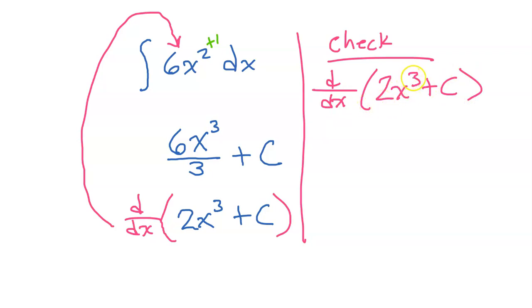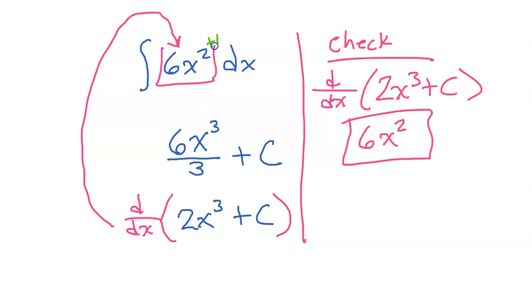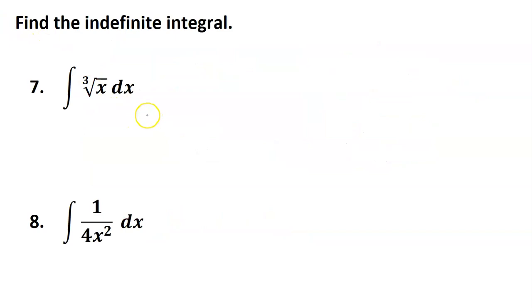So of course, with the derivative, the power rule, we do 3 times 2, and we get 6x. We reduce this power by 1, so that's 6x squared. The derivative of a constant is nothing, so we get 6x squared. And that is what we started with. So now we are ready to get started.